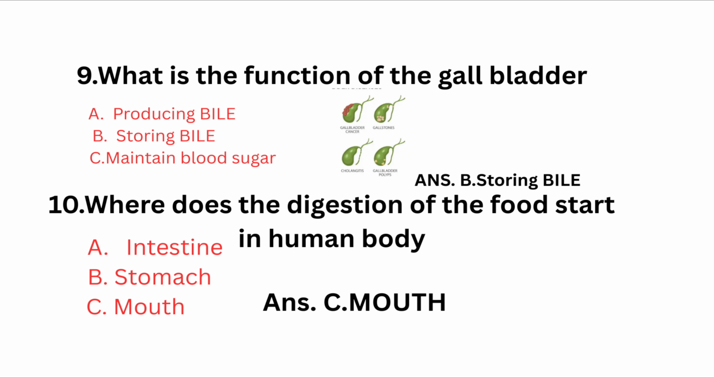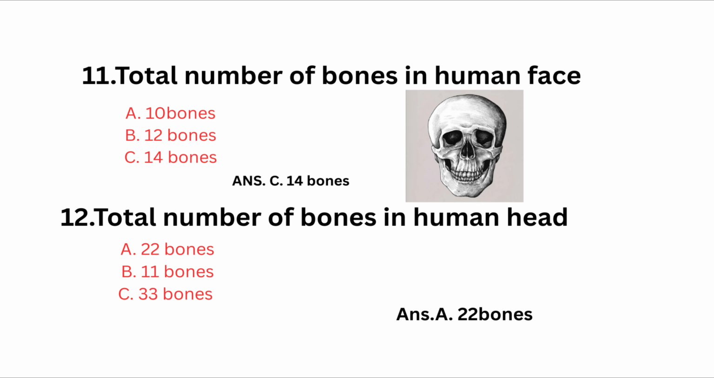Number 9. What is the function of the gallbladder? A, producing bile, B, storing bile, C, maintain blood sugar. Answer is B, storing bile. Number 10. Where does the digestion of the food start in the human body? A, intestine, B, stomach, C, mouth. The right answer is the mouth, because in the saliva there is the salivary amylase or ptyalin.